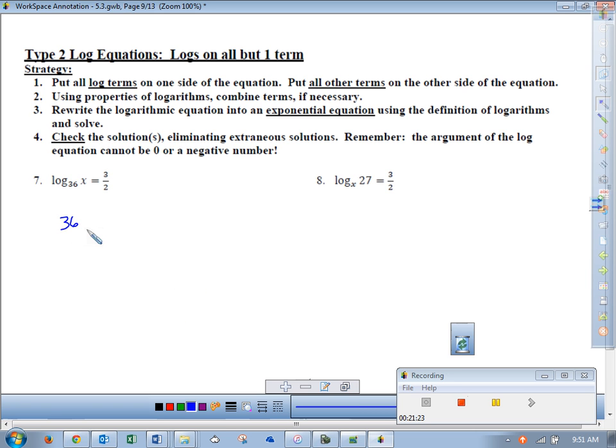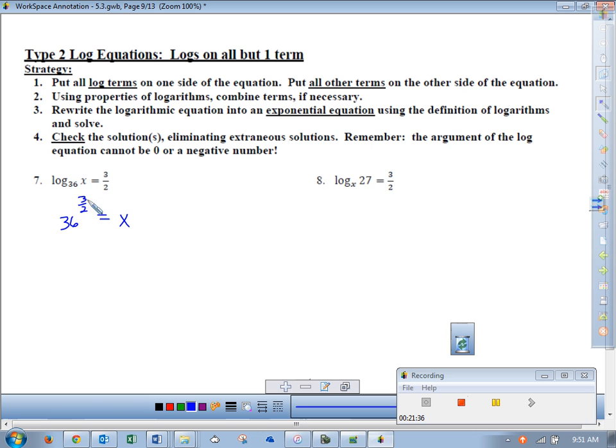Who's the exponent? Is it x or is it 3 halves? You know x is the argument, right? So 3 halves is the exponent, and that will equal the argument. Now, logs are gone. Cool?